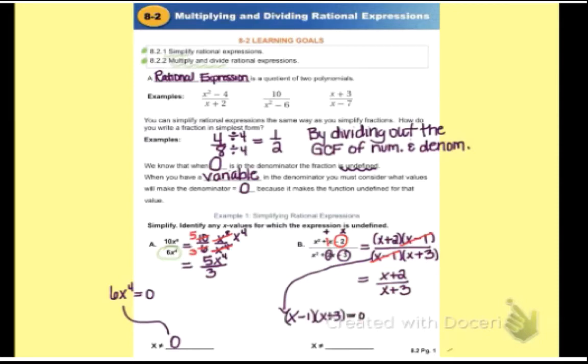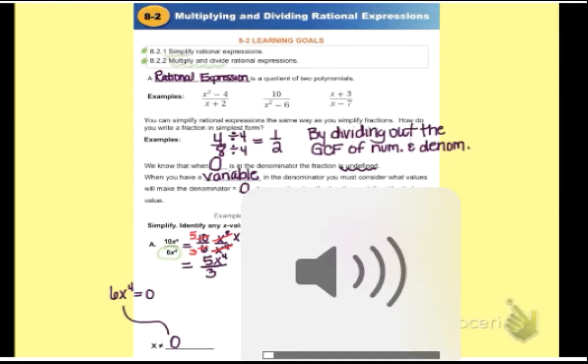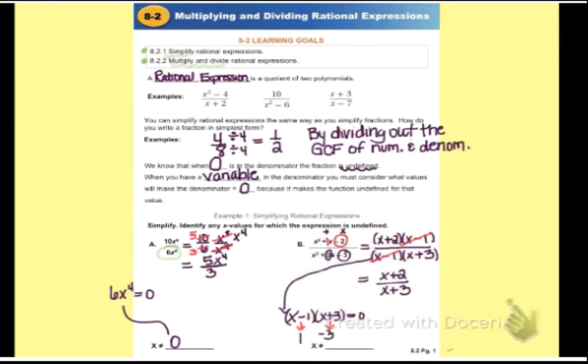And so we know that what would make x minus 1 equal to 0 is a positive 1. If I plugged in 1 for x, that would make that 0. And I know that what would make x plus 3 equal to 0 would be negative 3. So my two exclusions for my x values are negative 3 and 1. So x cannot be negative 3 or 1. I might have said 0. I meant negative 3 or 1, sorry.